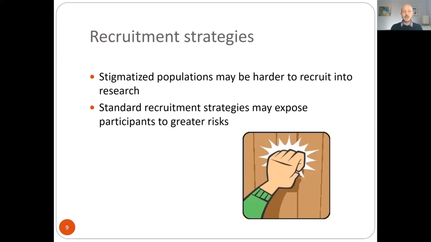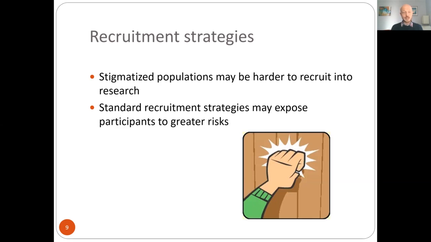The next stage in the research lifecycle where ethical issues arise in stigma research is in the actual recruitment of participants. And it's widely reported, unsurprisingly, that stigmatized populations are often harder to recruit into research than people who don't face stigma. For example, where homosexual acts are illegal, men who have sex with men may be understandably reluctant to reveal their identity to researchers that they don't know.